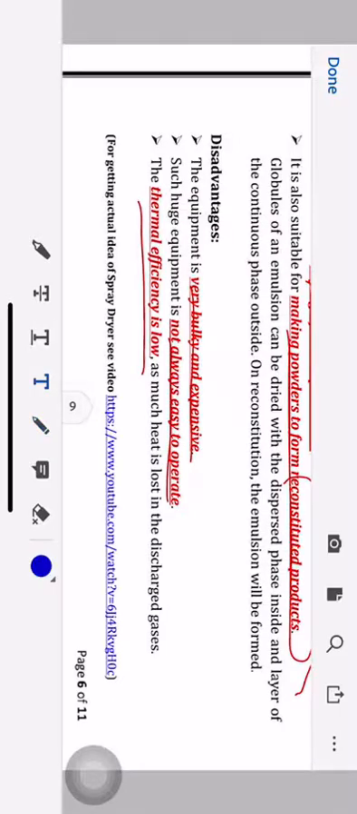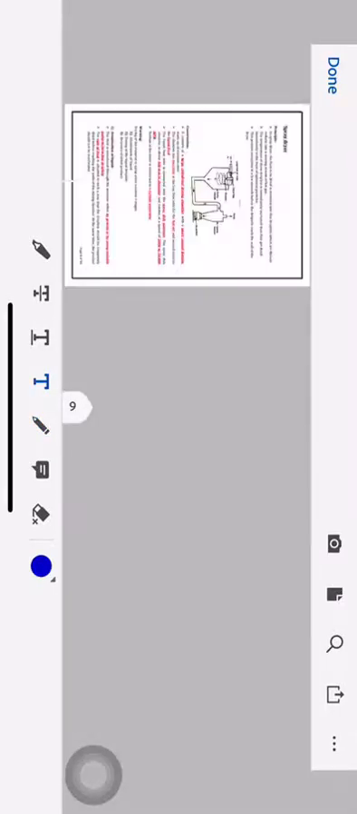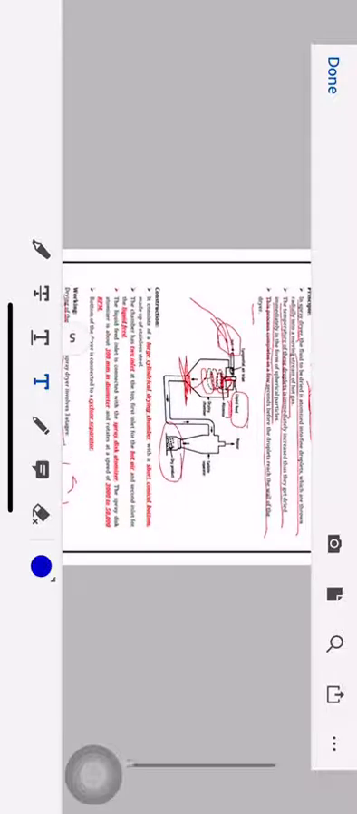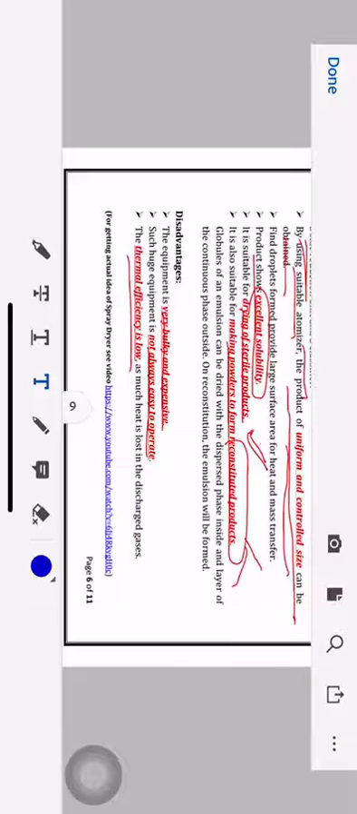So for the spray dryer, we studied the principle, its diagram, construction, working, then uses, advantages, and disadvantages. To have a clearer idea, again, I have given a link. You can click on that link and you can see the video.